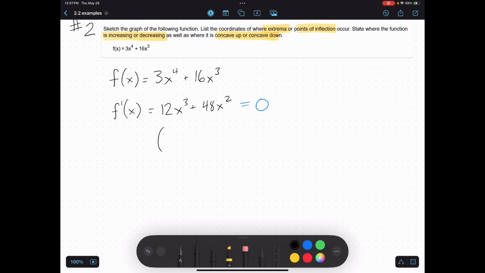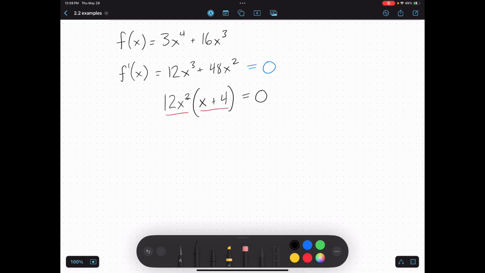Luckily, this one factors pretty nicely. Both terms have at least an x squared in it, plus 48 is divisible by 12. So that means I can actually pull out a 12x squared. What does that leave me with? That leaves me with an x in my first term and a 4 in my second term. Now I can just look at each factor individually. Where's that first factor equal to 0? That tells me that x equals 0 is the solution. And where's that second factor equal to 0? At -4.